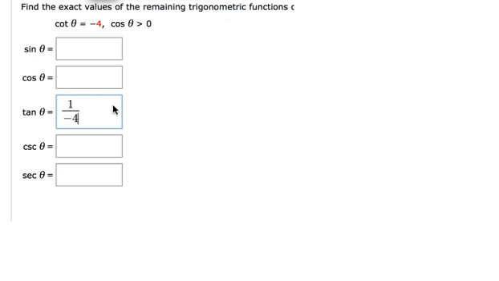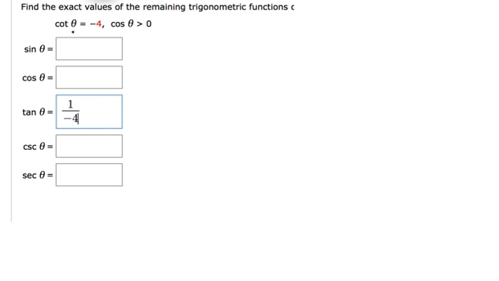In this problem, we are given that cotangent of theta equals -4 and cosine theta is greater than 0, and we want to find the exact values of the remaining trig functions. Now, tangent is easy to find since it's the reciprocal of cotangent. We just take the reciprocal of -4 and we get -1/4. But the other four take a little bit more work to determine.